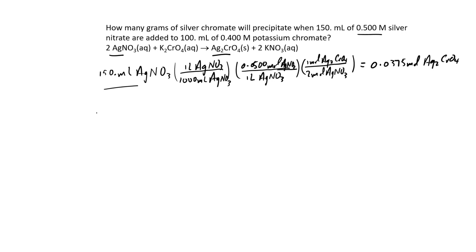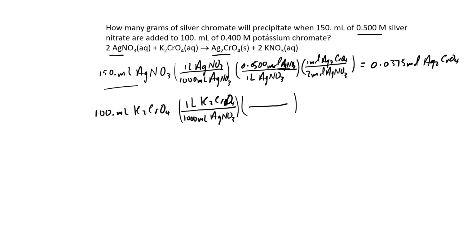Now, the question says that you're given 100 mils of potassium chromate. And just like we did before, we're going to convert that to liters. So this conversion factor will have 1 liter of potassium chromate above, and down here 1000 mils of the same. And then the next conversion factor is where we convert the volume to moles, and they gave us the molarity as being equal to 0.400.